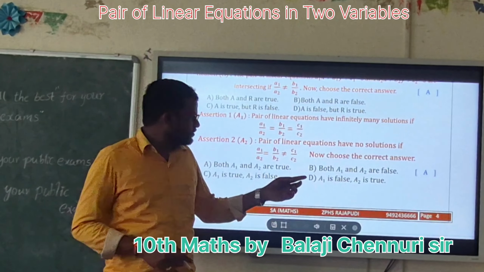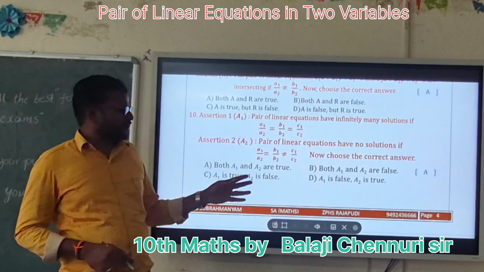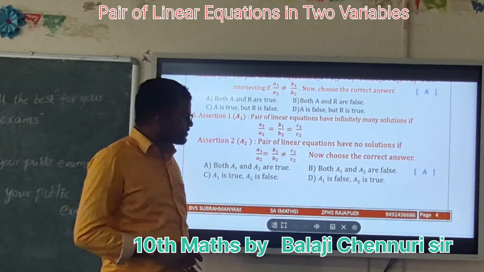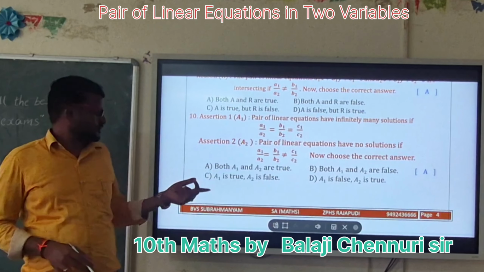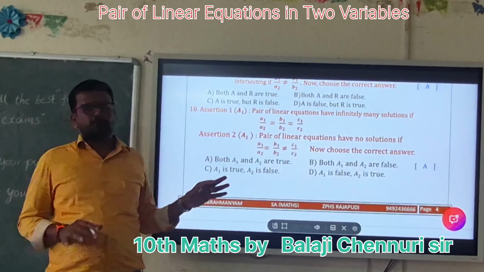Then choose the correct answer. What is the correct answer? Both A1 and A2 are true. A1 and A2 are false. A1 is true, A2 is false. Therefore, I am going with option A. Is it right? Yes. Okay. These are the 10 important stop passes.